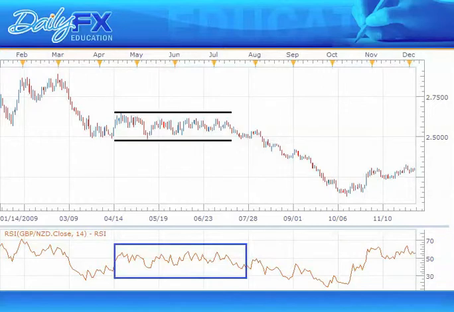In a nutshell, if the relative strength index is below 50, it generally means that the pair's downside potential is greater than its upside. When the relative strength index is above 50, it generally means that the upside potential is greater than its downside potential.